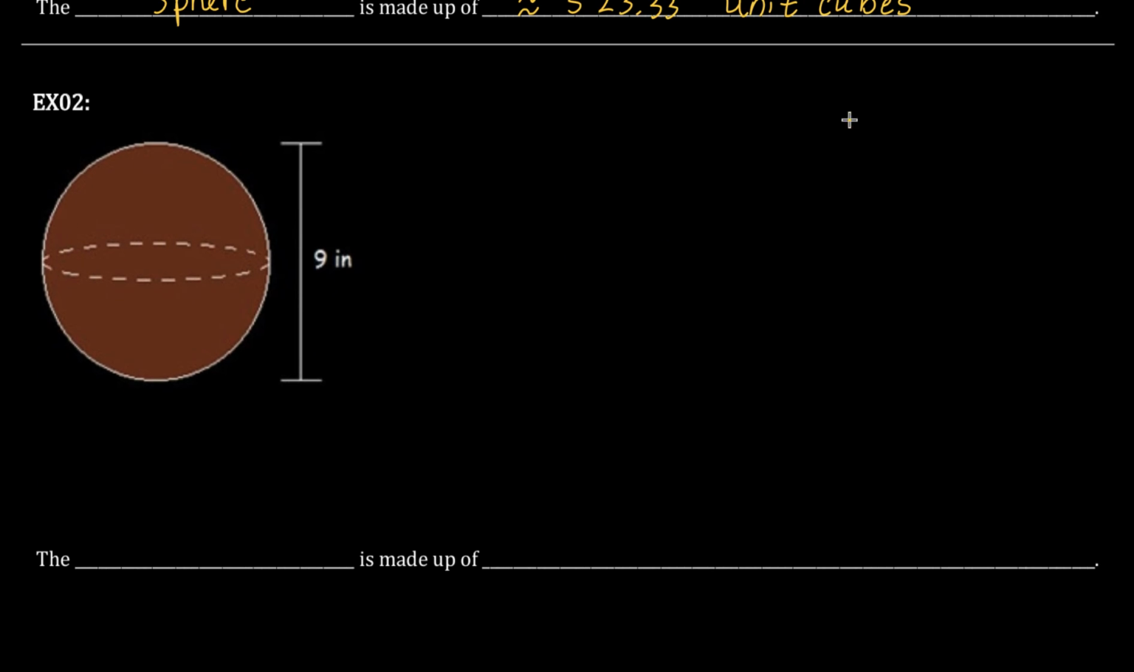So we have the sphere right here. Let's go ahead and write our formula. V equals 4/3 pi radius to the third power. And actually, let me correct this. Pi. Okay, so we get 4/3 pi. Let's find out what our radius is. So this is my diameter, it's 9 inches. So my radius is 4.5 inches.